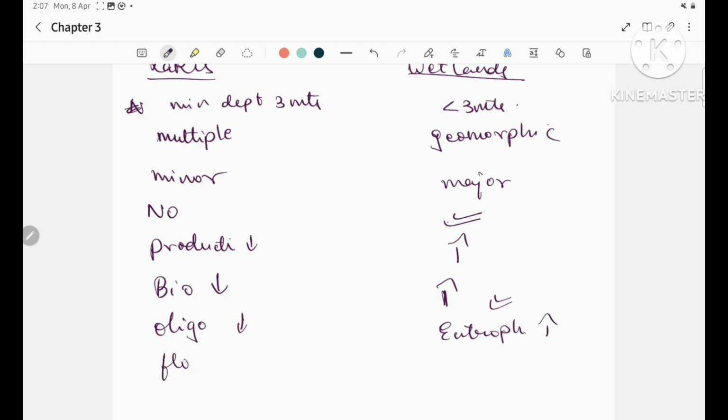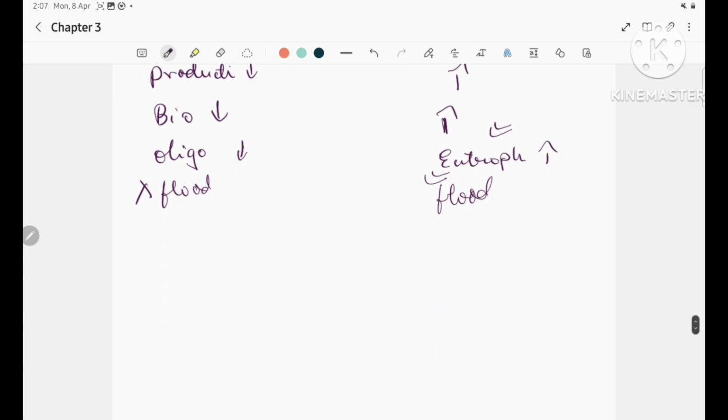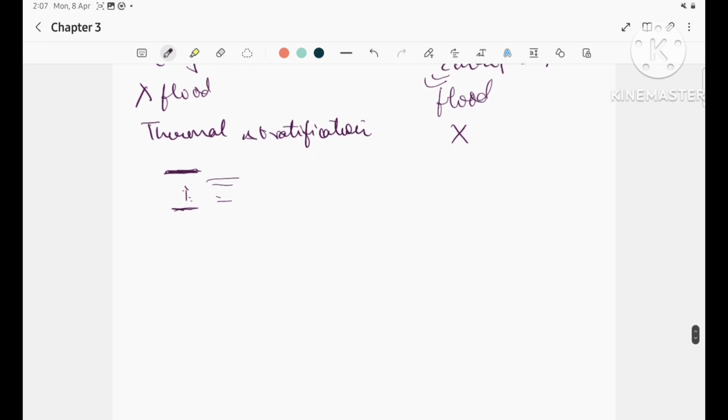Wetlands will manage floods; lakes cannot manage floods. And the last one is thermal stratification. Thermal stratification is present in lakes, whereas in wetlands it is not. So what is thermal stratification? We can differentiate the upper water temperature and the lower bottom water temperature. This stratification, that is different temperatures, will be there in lakes, whereas in wetlands it will not be there.